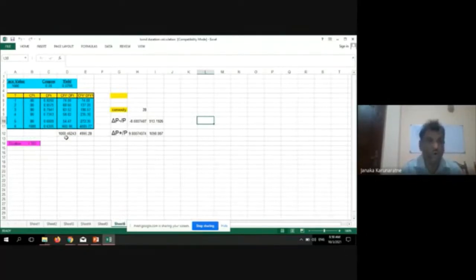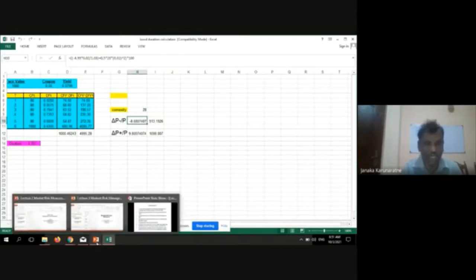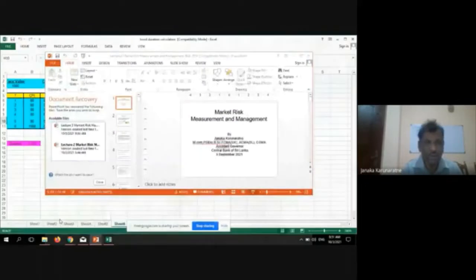So let's work out the convexity. Now I think I taught you the convexity formula. Convexity is 10 to the power 8, positive change plus negative change, and so on. So if you use the convexity formula, what could be the answer? If you go back to your notes, you will have the convexity formula. You can refer back to your notes.